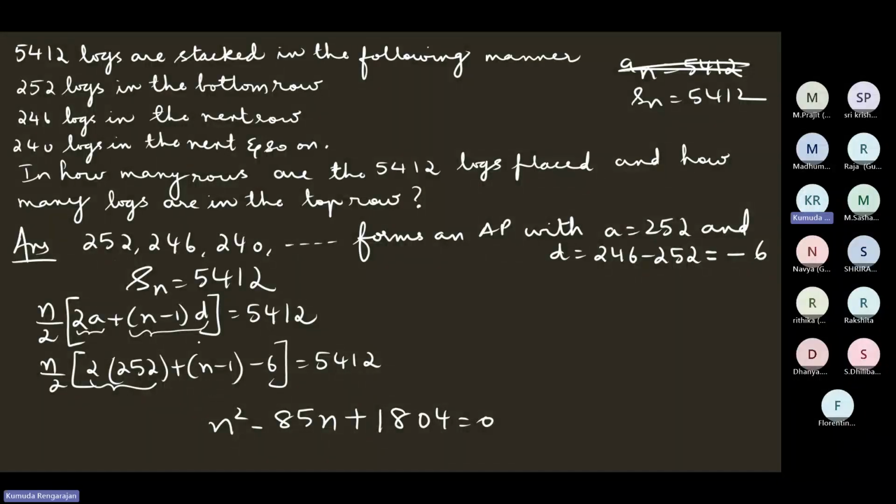What do we have in the bracket? We have two products. 2a, 2 into a is one product. And the other one is n minus 1 into d. That's another product. And you can see the connecting sign plus. So you have to multiply 2 and a, that is 2 into 252, get the product, and then multiply this one, minus 6 into n, minus 6n, minus 6 into minus 1, plus 6. And these two results you should add.